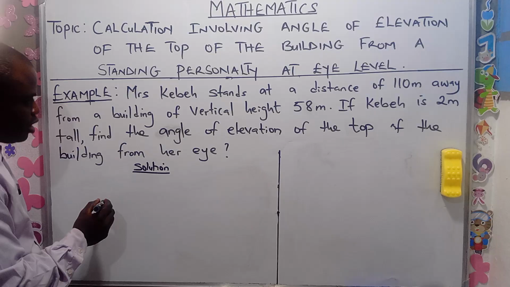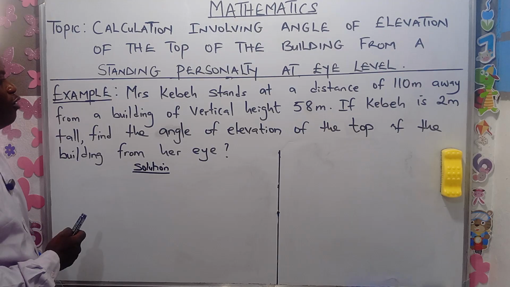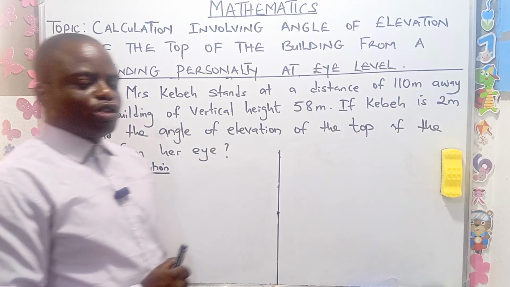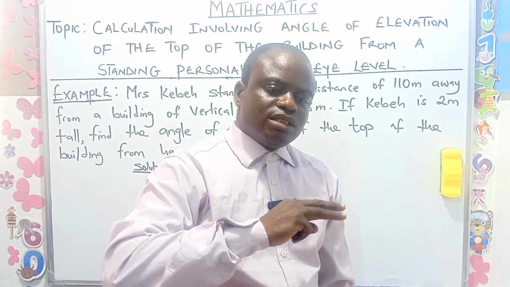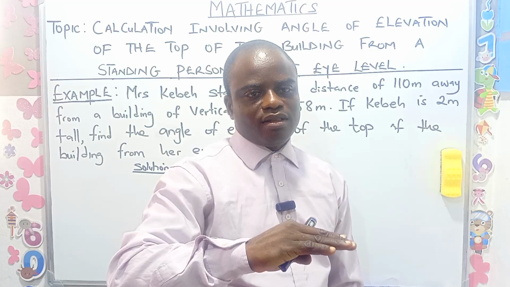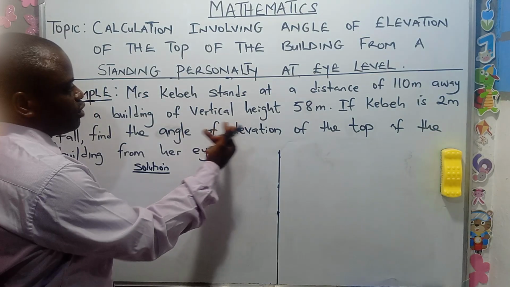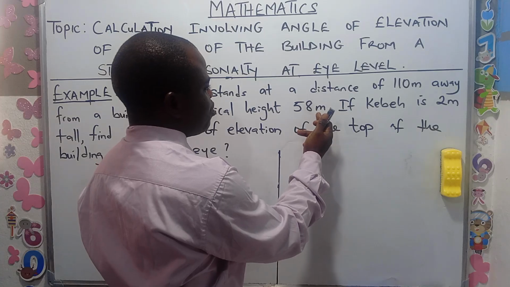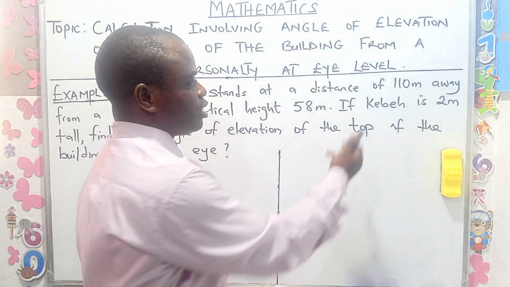Okay. Let's see. Mrs. Kebeh stands at a distance of 110 meters from a building of vertical height 58 meters. Please, when you are drawing a diagram, make sure that the building is taller than the woman's height, because buildings are normally taller than human height. It's already shown to us: vertical height 58 meters and Mrs. Kebeh is 2 meters. You can see that 58 meters, which is the height of the building, is taller than 2 meters, which is the height of Mrs.